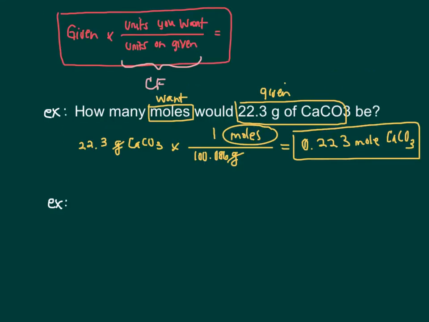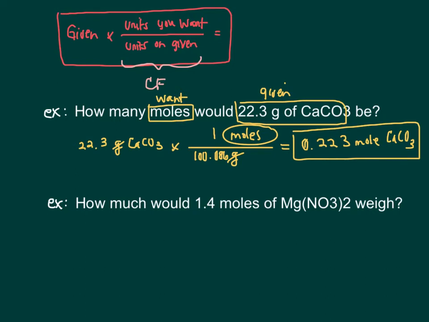All right, let's do another example. In this question, we're asked to find out how much 1.4 moles of magnesium nitrate would weigh. So what we were given is 1.4 moles of magnesium nitrate. What we're asked to find is a mass or a weight. So that's what we want. And remember, it's going to be in grams.